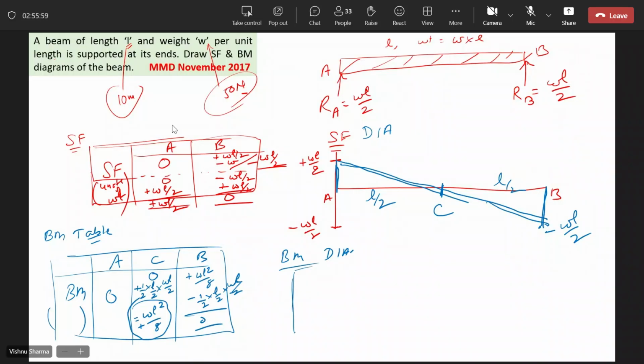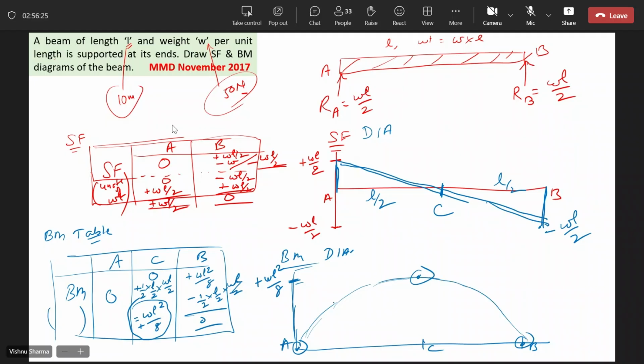Now you'll draw the BM diagram, guys. It's only plus, so no need to have anything below the x-axis. You have A, you have B, midway C. You can take any scale here, WL square by 8. So it's 0 here, WL square by 8 here, and 0 here. The first triangle is from base to vertex, like this, and this will be a mirror image of it. This is the BM diagram.